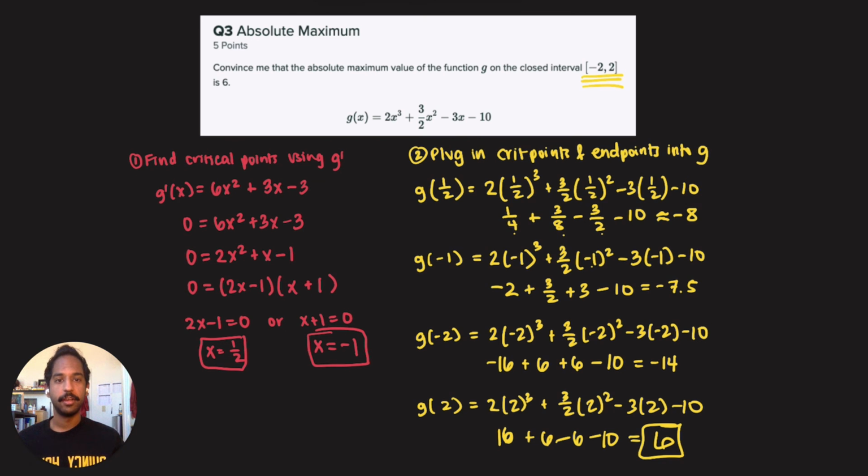And there I see, there's our maximum value. And I see that the absolute maximum happens at the endpoint x equals 2. And that value is 6. You've convinced me.